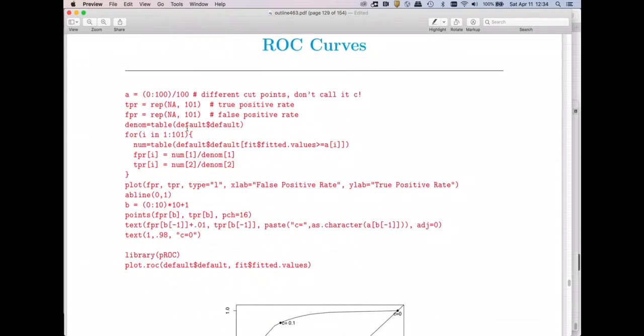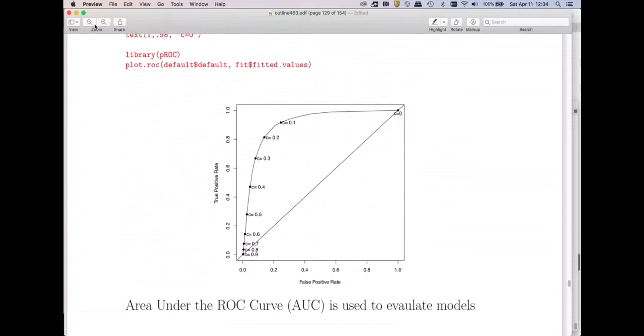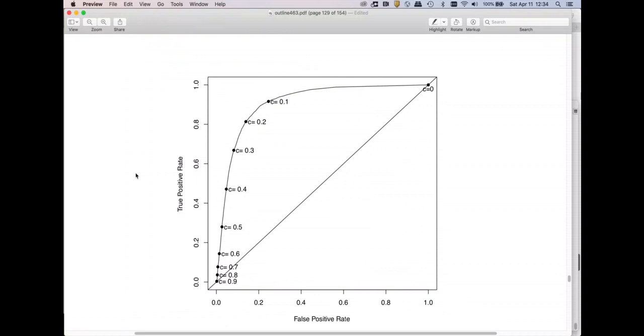So I've done this in this code up here. If you're interested, you can go look at the code, and we get the following curve if you do that. So I'm plotting the true positive rate and the false positive rate for all the different values of C. So let's take one of the values of C, which is 0.5. So remember, I said the true positive rate was 27%. The false positive rate was about 2.8%. And that's the value of that point.